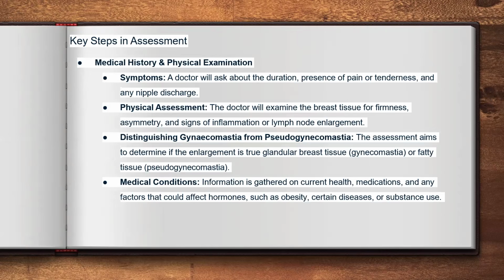All right. Key steps in assessment: medical history and physical examination. About the duration, presence of pain, tenderness, any nipple discharge, physical assessment, asymmetry, signs of inflammation, lymph nodes, distinguishing between true gynecomastia and pseudogynecomastia, whether it is true enlargement of the breast tissue or just fatty deposition, because it can be fatty deposition if it's an obese patient. Then we make sure there are no other causes, like in our patient, there were medications we knew, and we knew that the patient had a strong family history.